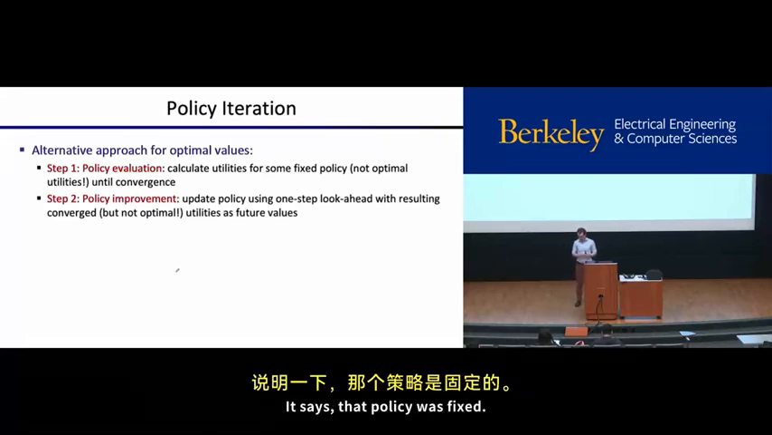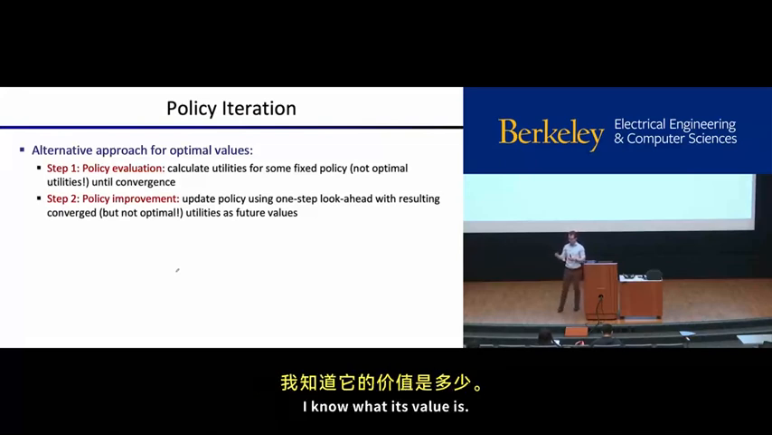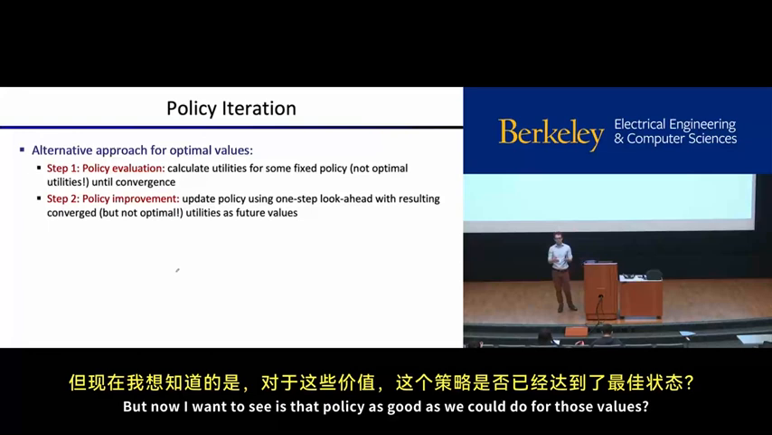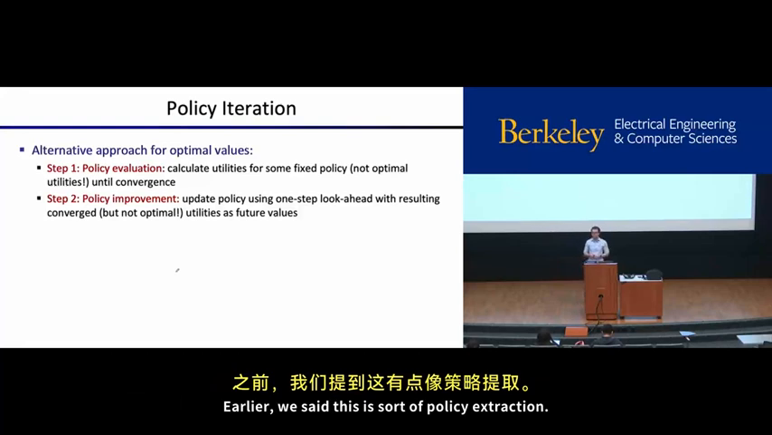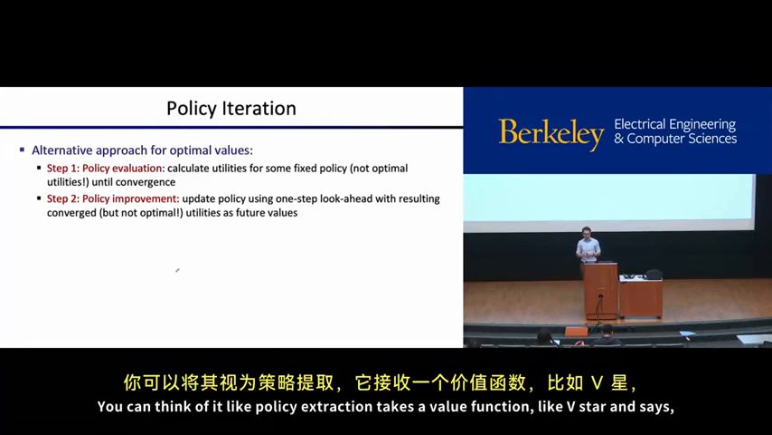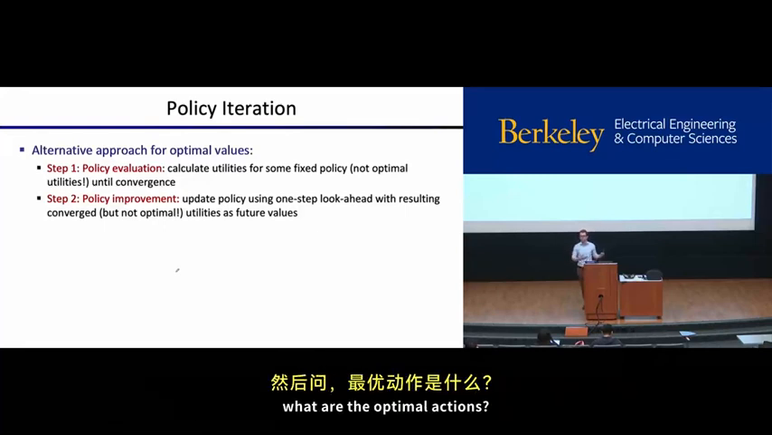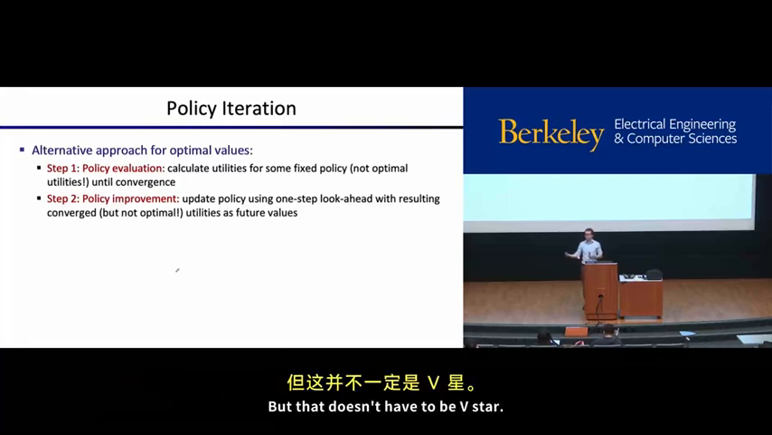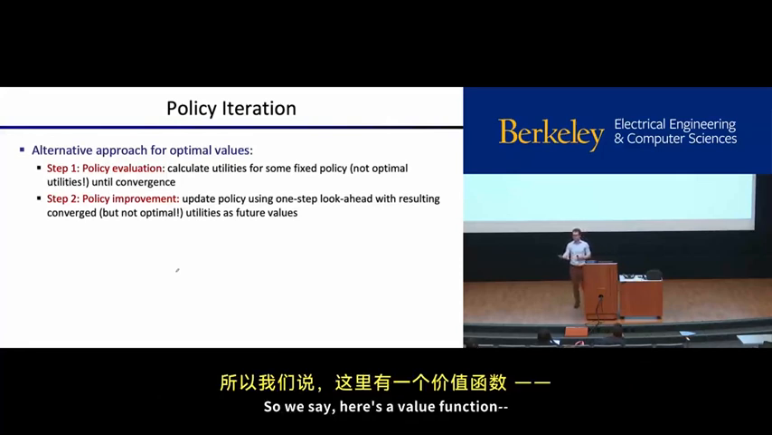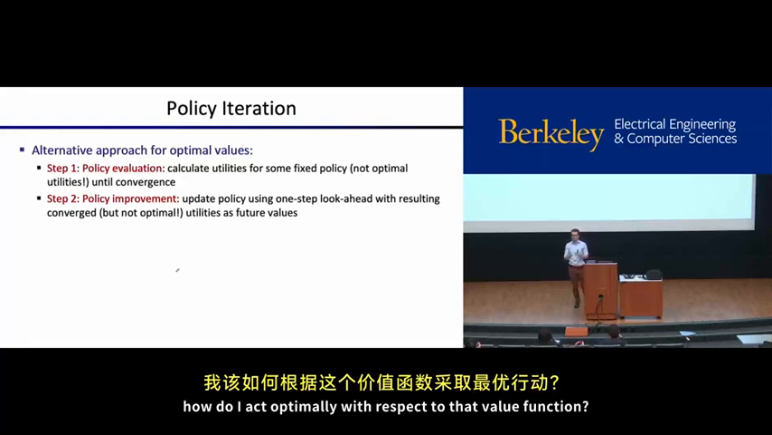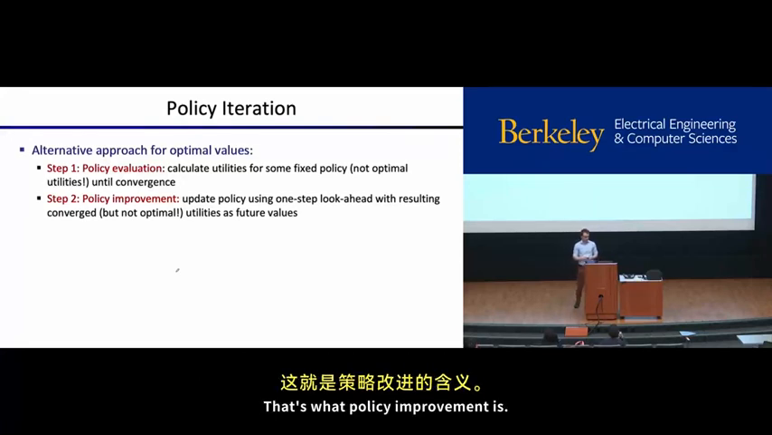It says, okay, that policy was fixed. I know what its value is, but now I want to see, is that policy as good as we could do for those values? So now we say, here's a value function. Earlier we said, this is sort of policy extraction. You can think of policy extraction as taking a value function like v star and asking, what are the optimal actions? But that doesn't have to be v star. It could be any value function. So we say, all right, here's a value function. How do I act optimally with respect to that value function? That's what policy improvement is.